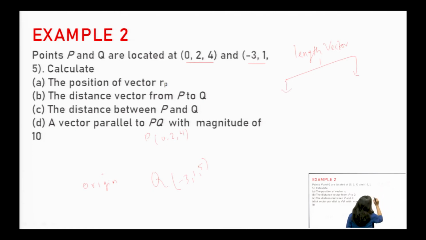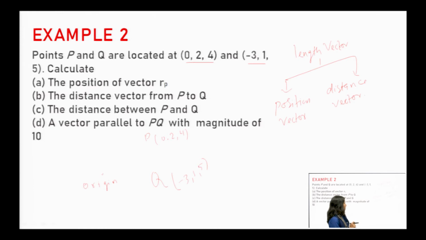First one is the position vector. Second one is the distance vector. Position vector is the length of a point from origin. However, distance vector is the length between 2 points.